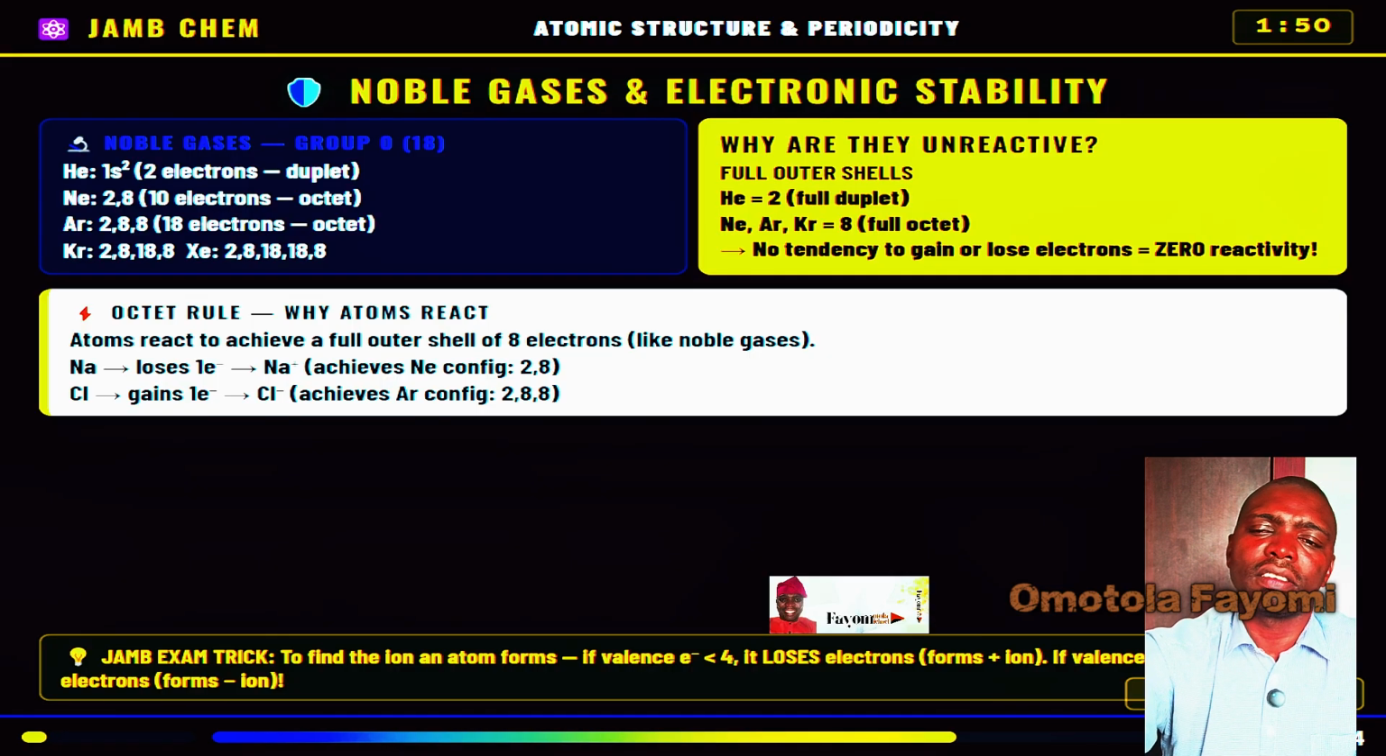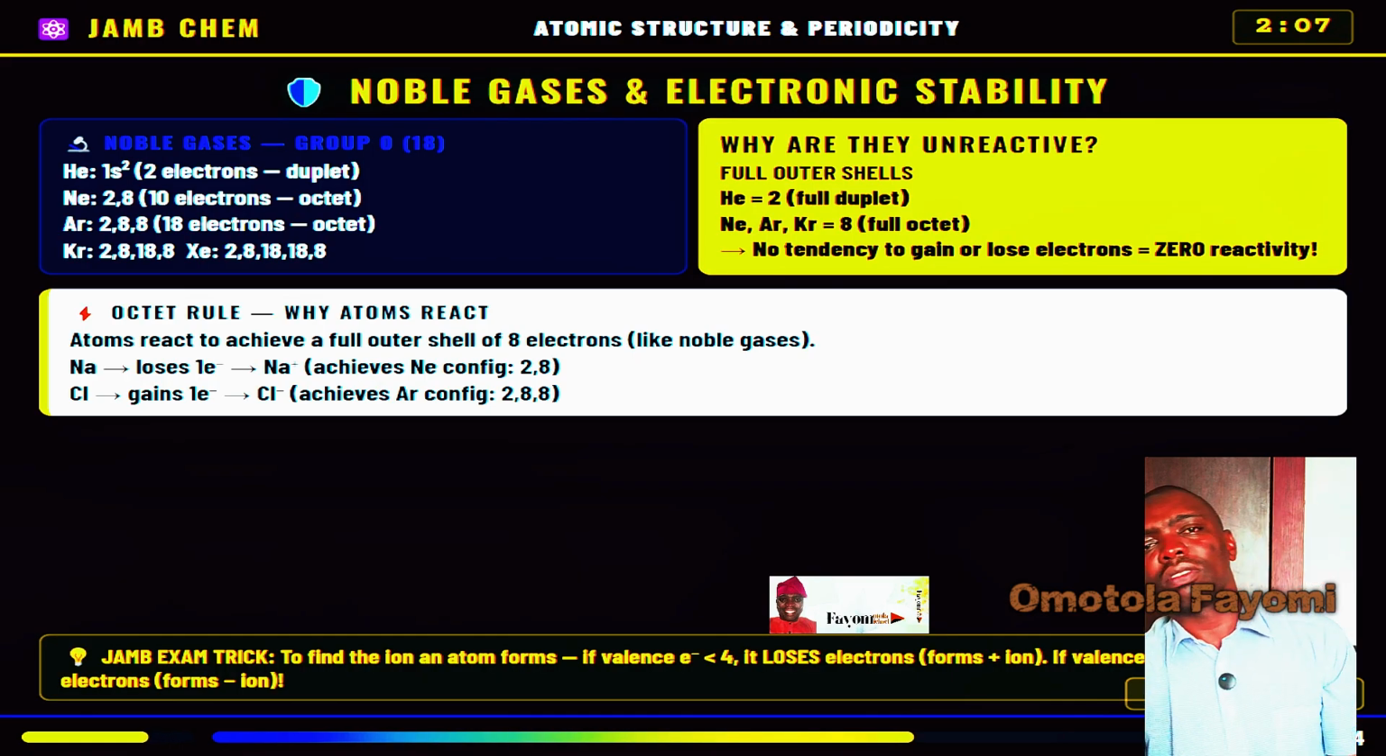Now here's the key insight. The octet rule: all other atoms react chemically in order to achieve the same full shell configuration as noble gases. So then, for example, sodium has configuration 2, 8, 1.